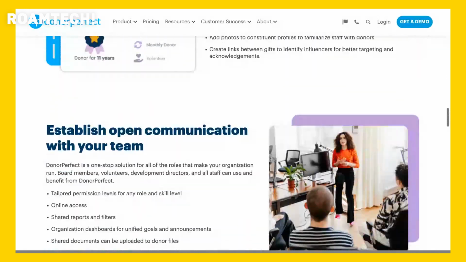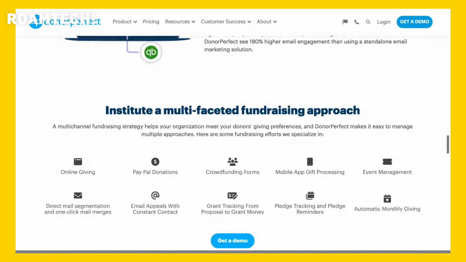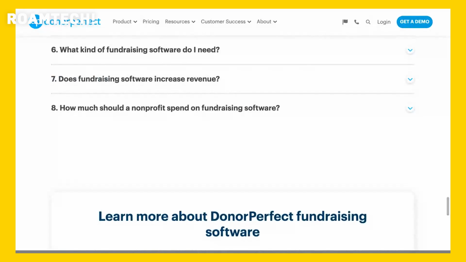Now, let's talk about my personal experience using DonorPerfect. Getting started was relatively straightforward. The initial setup took me about an hour, mostly spent importing my existing donor data from a spreadsheet. The interface was intuitive enough, though it did take a bit of getting used to the various tabs and menus.